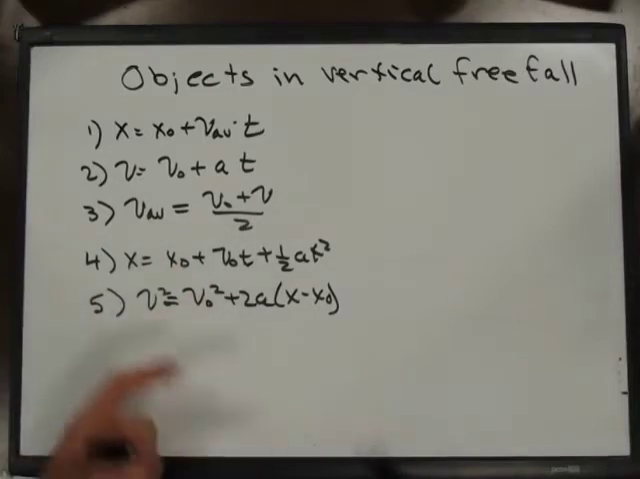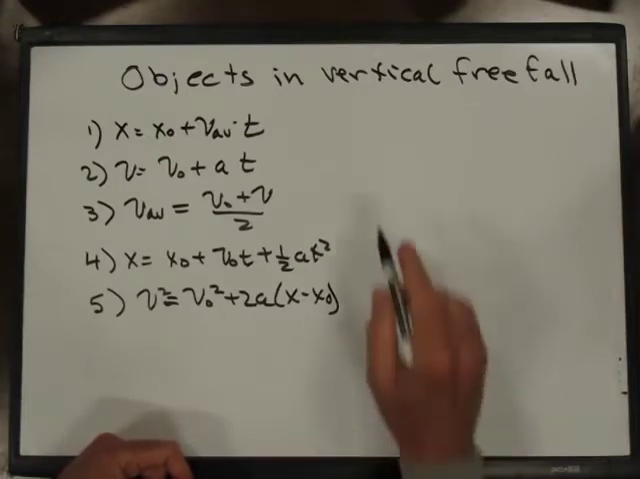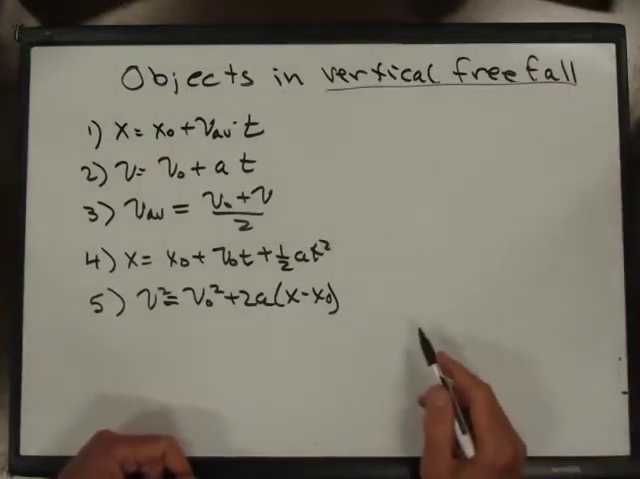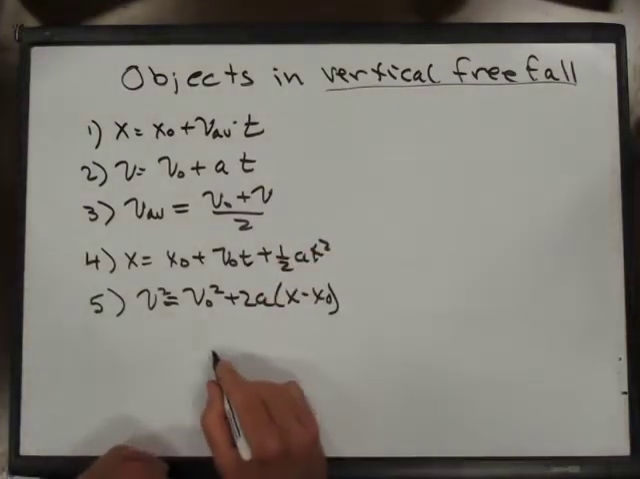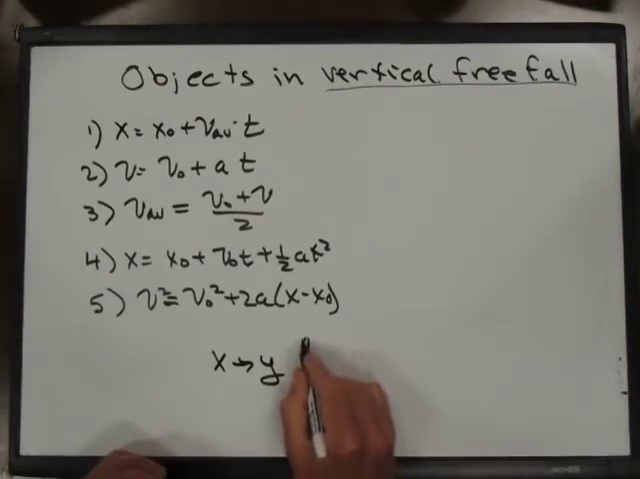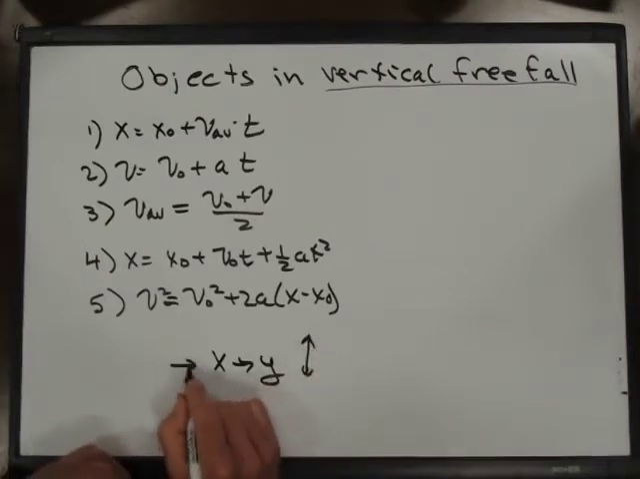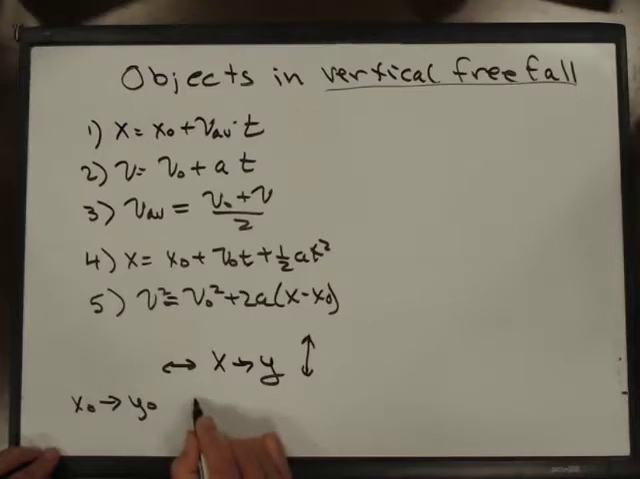This was all sort of implicitly horizontal motion. We talked about bicycles and cars and people running and stuff like that. But now we're going to talk about vertical motion. And so what we're going to do here is change x to y. We're going to use y for the vertical motion, and x for the horizontal motion. So we're going to send x naught to y naught, and x becomes y.